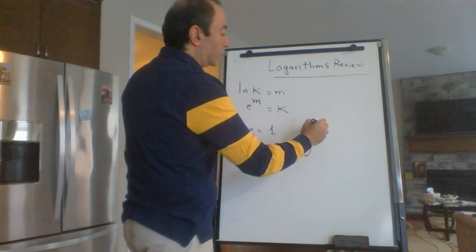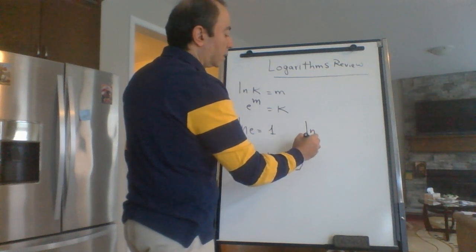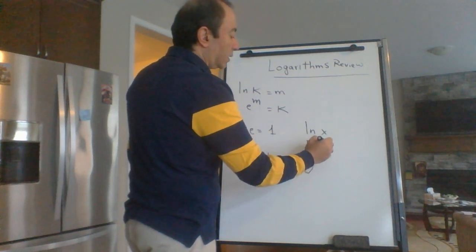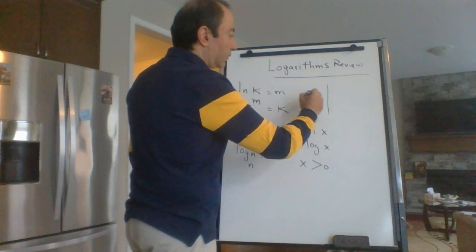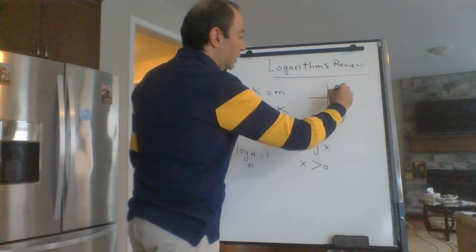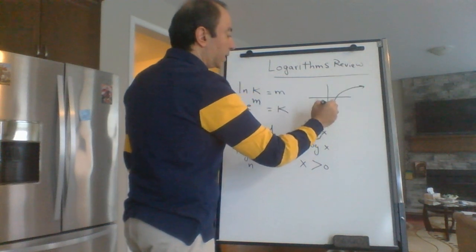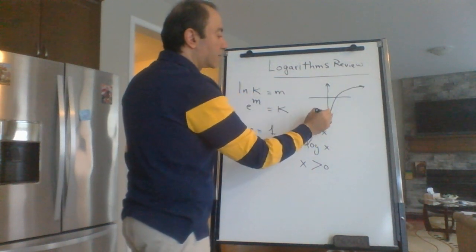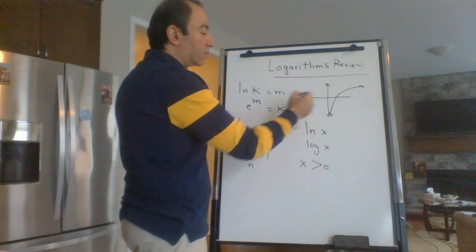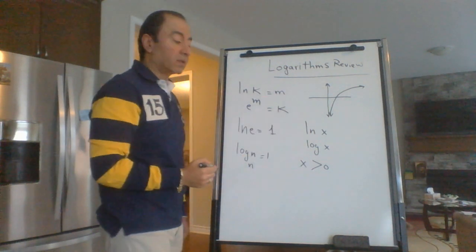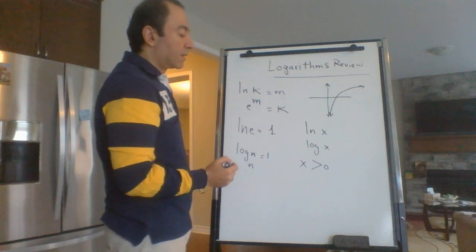For ln or log, x has to be greater than 0. The graph of this function looks like this. It has a vertical asymptote, which is the y-axis. So x can never be 0 or less. x has to be greater than 0; that is the domain.